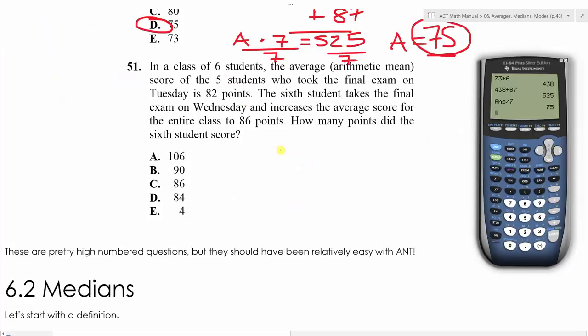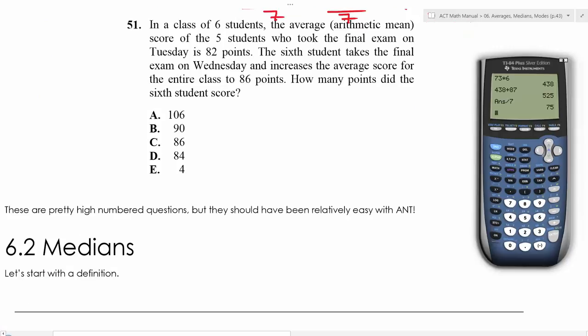So that's a fairly straightforward example of how to use ANT. Now, number 51, slightly more challenging possibly, but very similar still to the previous question. In a class of 6 students, the average arithmetic mean score of the 5 students who took the final exam on Tuesday is 82 points. The 6th student takes the final and increases the average score for the entire class to 86. How many points did the 6th student score? So points for the 6th student.